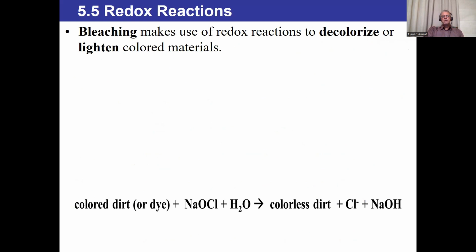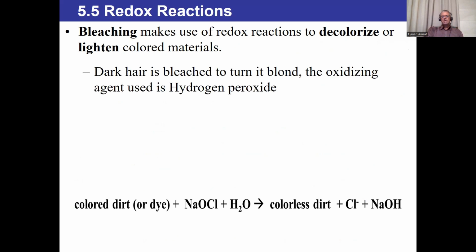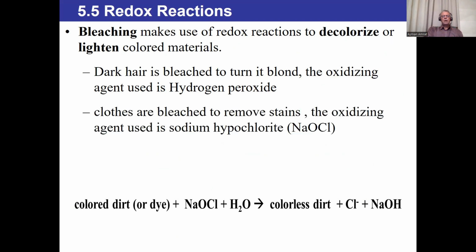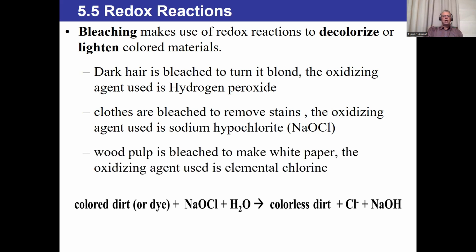Bleaching makes use of redox reactions to decolorize or lighten colored materials. For example, dark hair is bleached to turn it blonde. The oxidizing agent used here is hydrogen peroxide, H2O2. Clothes are bleached to remove stains. The oxidizing agent in this case is sodium hypochlorite, NaOCl, sometimes commercially called Hypex. Wood is bleached to make white paper. The oxidizing agent used is elemental chlorine, Cl2.